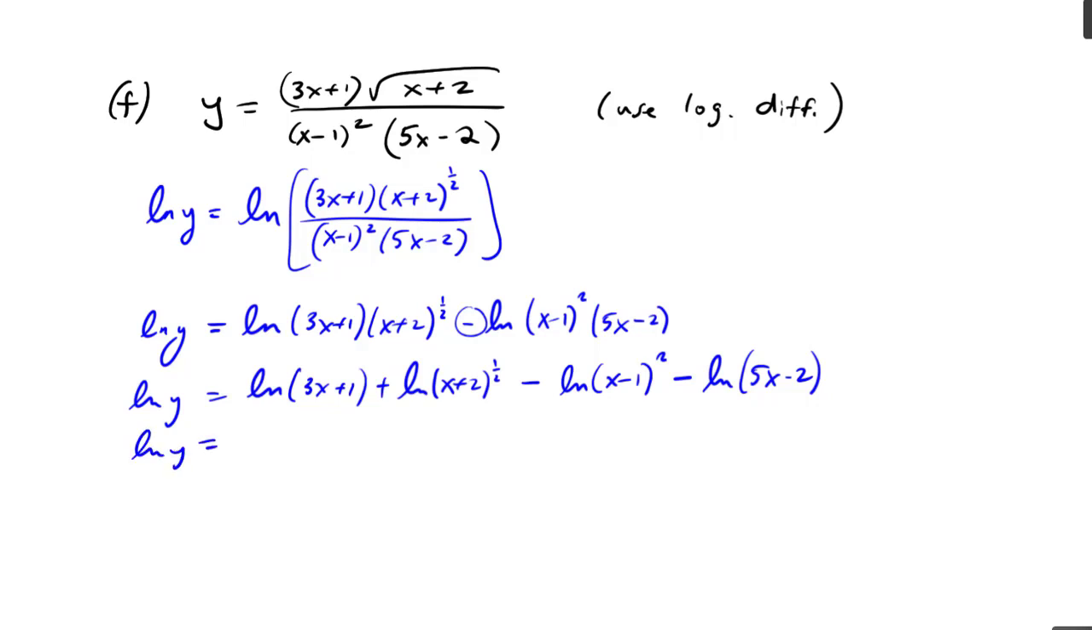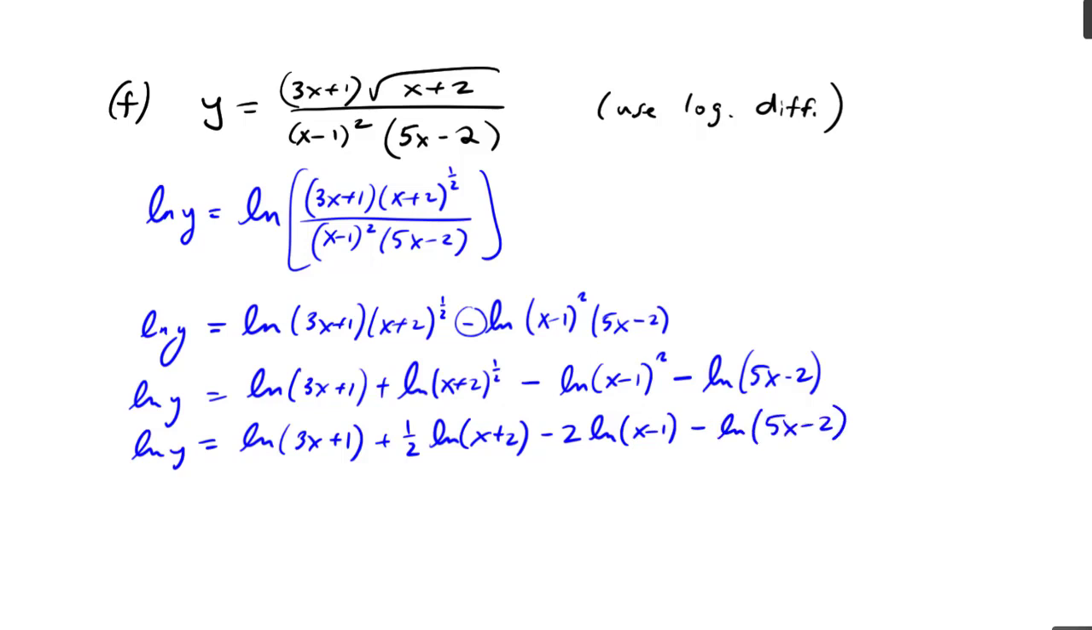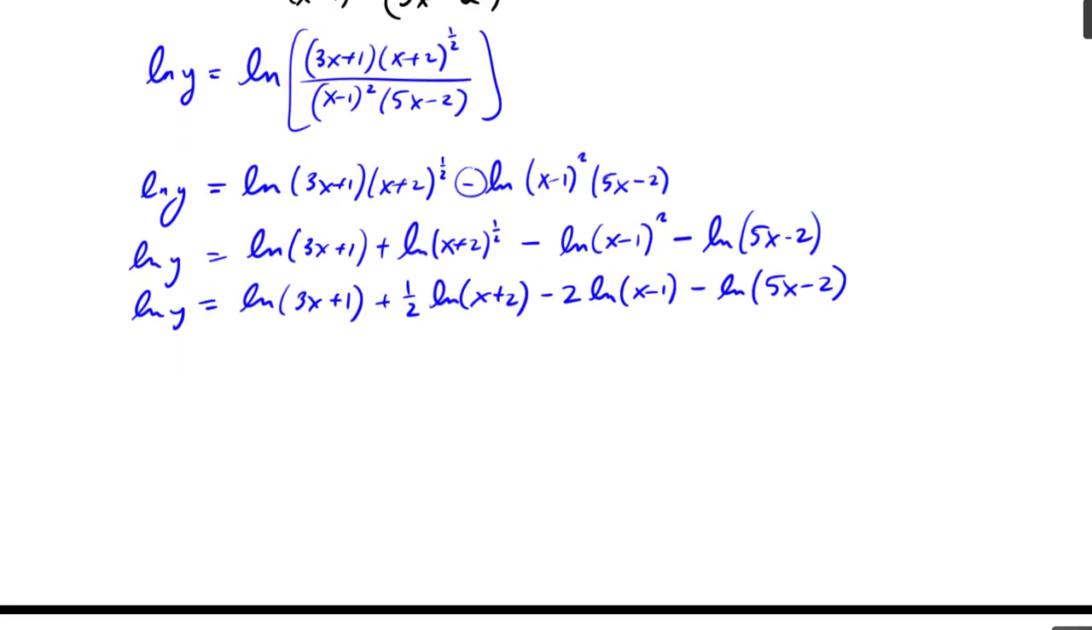Finally, I can also use the powers to come down. So plus 1/2 ln x plus 2 minus 2 ln x minus 1 and minus ln 5x minus 2. Now I can go and do my derivatives, now implicitly really.